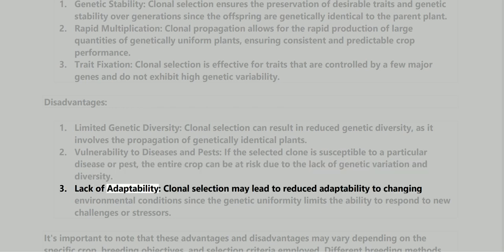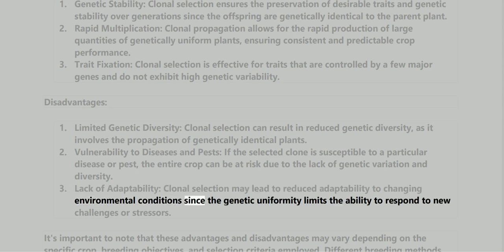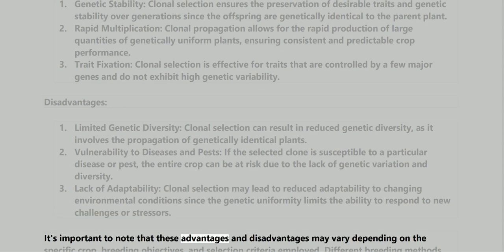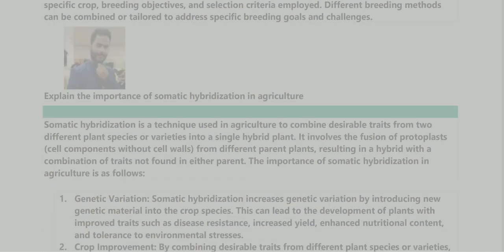3. Lack of adaptability. Clonal selection may lead to reduced adaptability to changing environmental conditions since the genetic uniformity limits the ability to respond to new challenges or stressors. It's important to note that these advantages and disadvantages may vary depending on the specific crop, breeding objectives, and selection criteria employed. Different breeding methods can be combined or tailored to address specific breeding goals and challenges.